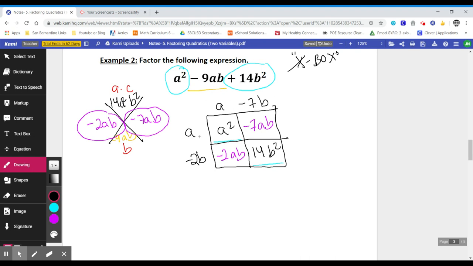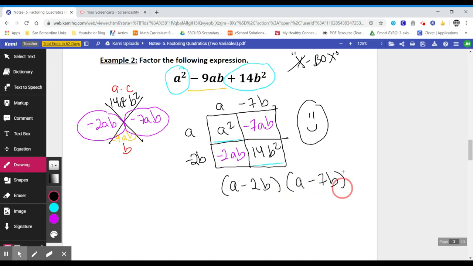So a times a is a squared. Negative 7 times a and b would give you negative 7ab. A times negative 2b is negative 2ab, and then negative 7 times negative 2 is positive 14, b to the power of 2. Okay, now I'm happy because now it actually makes sense. So the final answer is a minus 2b multiplied by a minus 7b. Sorry if I confused anyone, but I'll do more examples so you guys can get the hang of it.